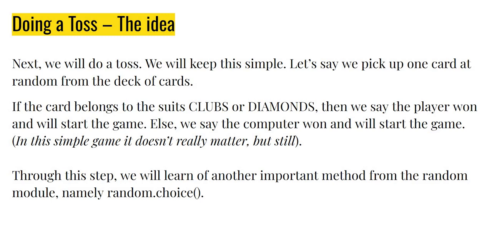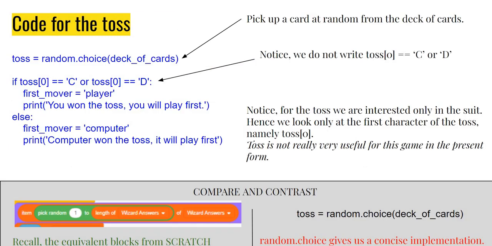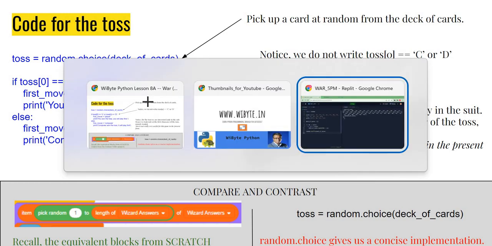Now, one of the main things that we are going to learn doing this is the use of this method called random.choice, which allows us to pick up one random item from a list. So the idea really is that we'll pick up one card from the deck of cards and we'll see its suit. Now remember, every card is two characters. The first character, which is the character 0, is the suit, so say C or D, and accordingly we'll decide the winner, right? So let's just do this first in our code.